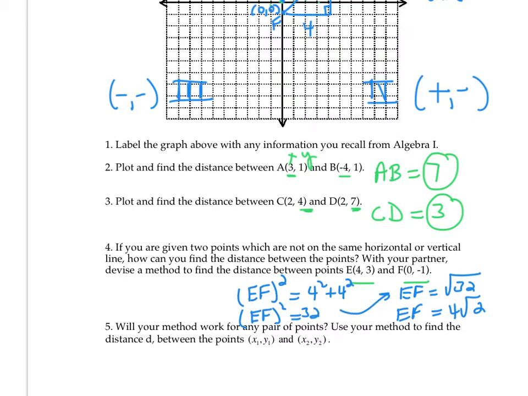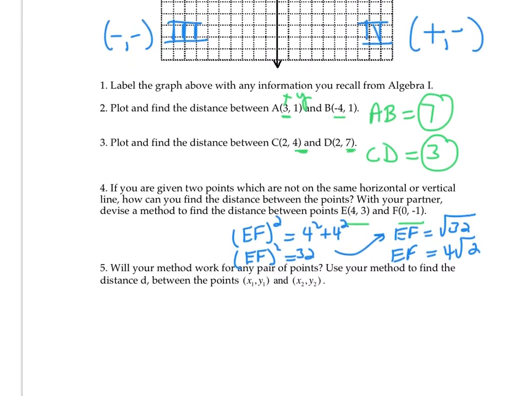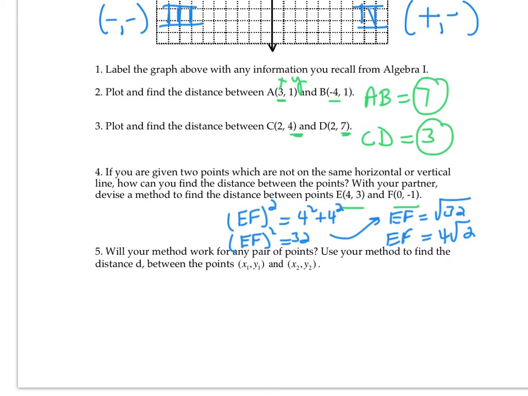So here's the next question. Will your method work for any pair of points? Well, technically it will. You would just have to get into the graph and draw the right triangle, and then find the lengths of the vertical segment and the horizontal segment, plug them into the Pythagorean theorem, and then solve for the length of your hypotenuse. Now, there's, of course, going to be a shortcut. We're going to come up with a distance formula.